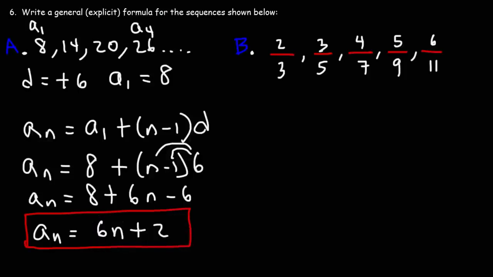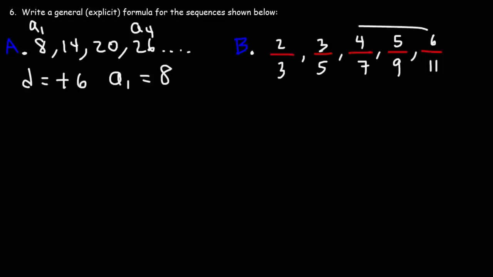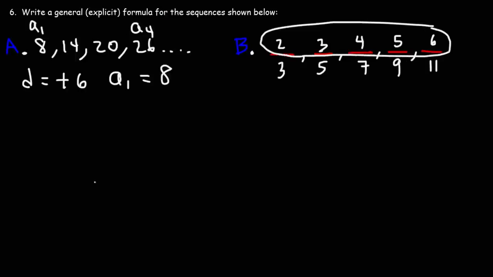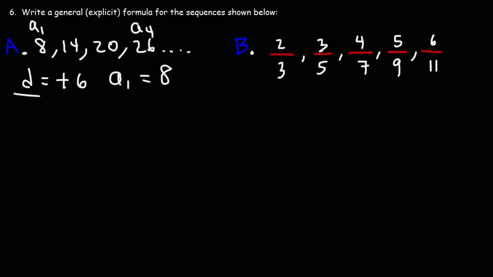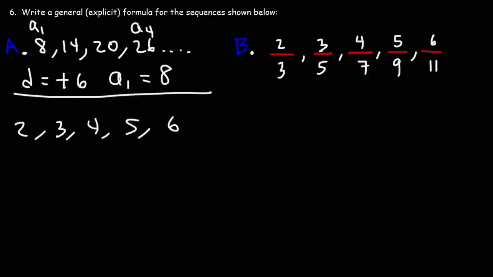So now that we have the explicit formula for part A, what about the sequence in part B? What should we do if we have fractions? If you have a fraction like this, or a sequence of fractions, and you need to write an explicit formula, try to separate it into two different sequences. Notice that we have an arithmetic sequence if we focus on the numerator. That sequence is 2, 3, 4, 5, and 6. For the denominator, we have the sequence 3, 5, 7, 9, 11.